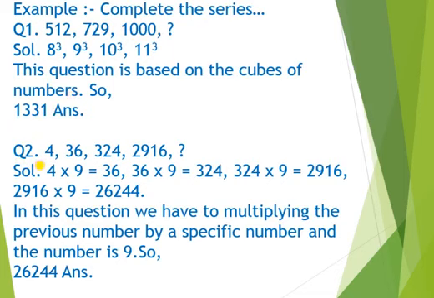Now go to the next question. Here the series is 4, 36, 324, 2916, then question mark. In this question we have to multiply the previous number by a specific number, and the number is 9. Let's see, 4 multiplied by 9, you get 36, and 36 multiplied by 9, you get 324. 324 multiplied by 9 is 2916. 2916 multiplied by 9 is 26244. So your answer is 26244.